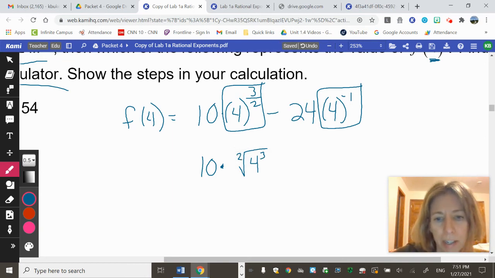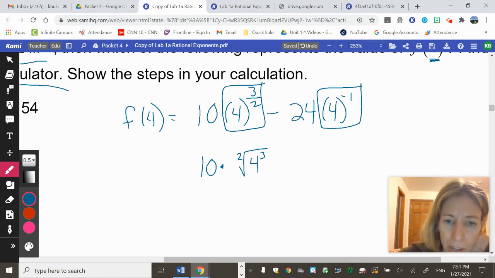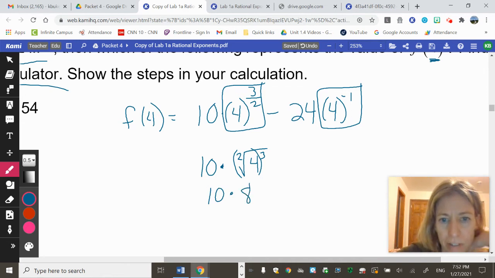And remember, I came across a similar problem earlier. 4 to the third power is actually 64, and the square root of 64 is 8. Or I can look at it as the square root of 4 is 2, and 2 to the third is 8. So any way you choose to do that, 4 to the 3 halves is going to be 8. All right, so this is 10 times 8, which I'm just going to go ahead and put 80 because this is separated by subtraction. So basically, after we do the exponents, we're going to multiply and then subtract.